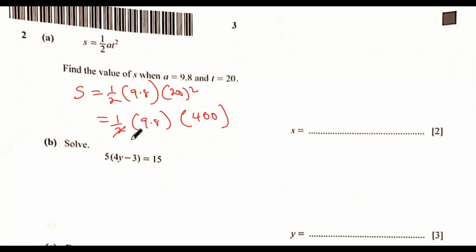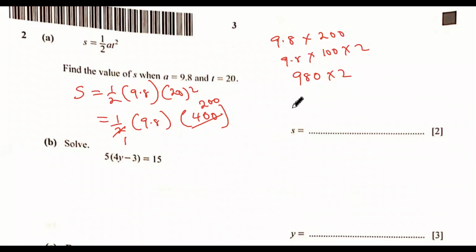So 2 goes in 2 once, 2 goes in 400, that is 200 times, and we have 9.8 times 200 left, which is the same thing as 9.8 times 100 times 2. So this will give us 980 times 2, and finally this will give us 1960.